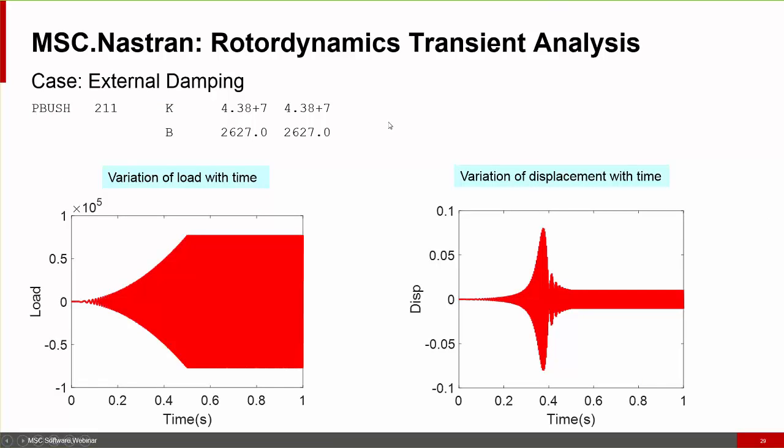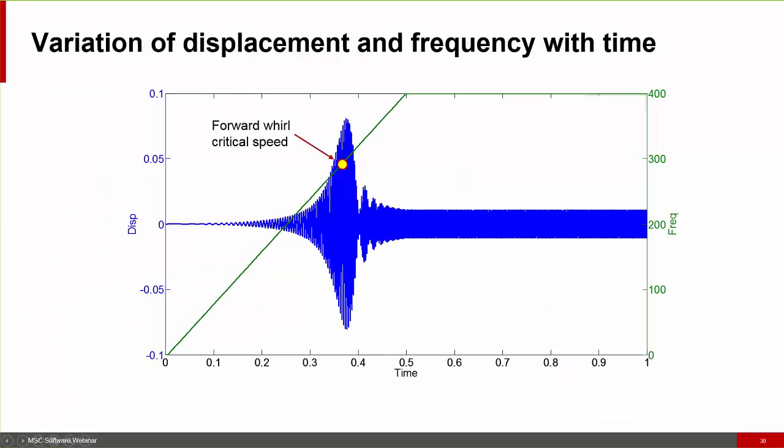The next analysis type is transient. In this case, we applied a time-dependent loading, and also applied external damping. You see here on the left we have the loading, on the right we have the displacement response, and there is a response shown here at a particular frequency. If we plot the response with respect to time, and also plot displacement and frequency, we see that the system responds at the forward whirl critical speed, which is to be expected.